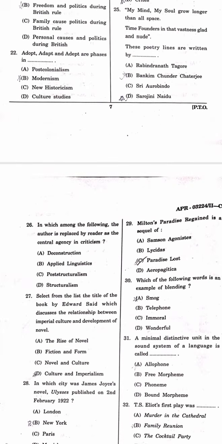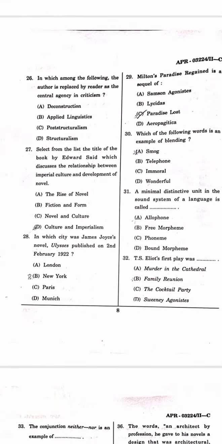Question number 26. In which among the following is the author replaced by the reader as the central agency in criticism? And the correct option is option C, post-structuralism.